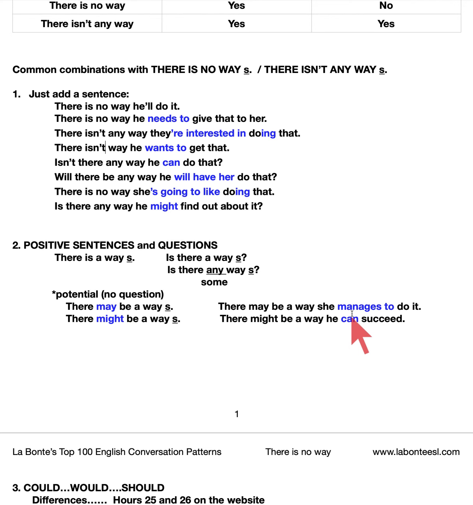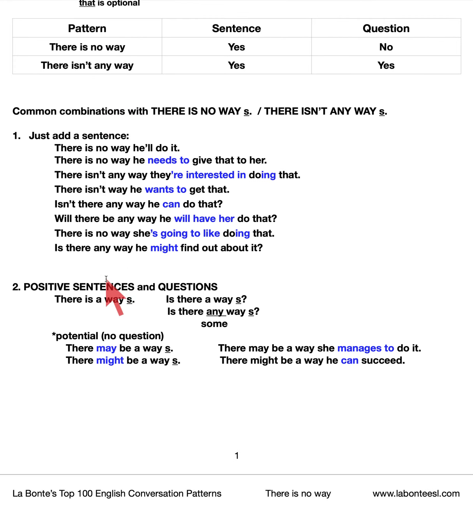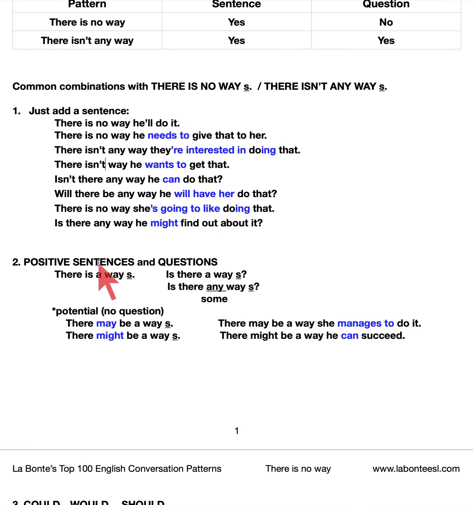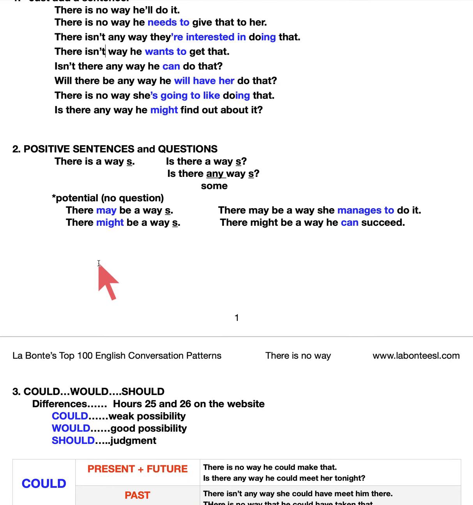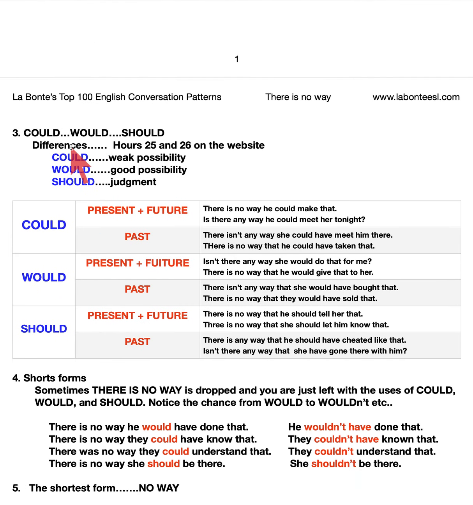And once again, you can add patterns to this. Although it's commonly a negative, you can add positive sentences sometimes. Then common combinations that you will find with this, we actually studied in hours 25 and 26, where we studied could, would, and should.